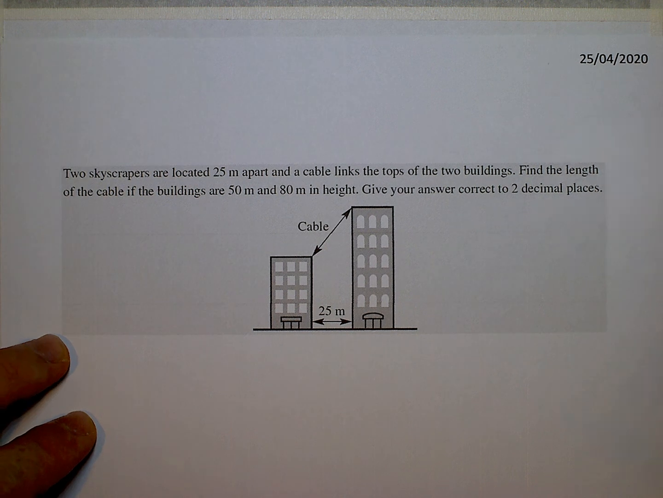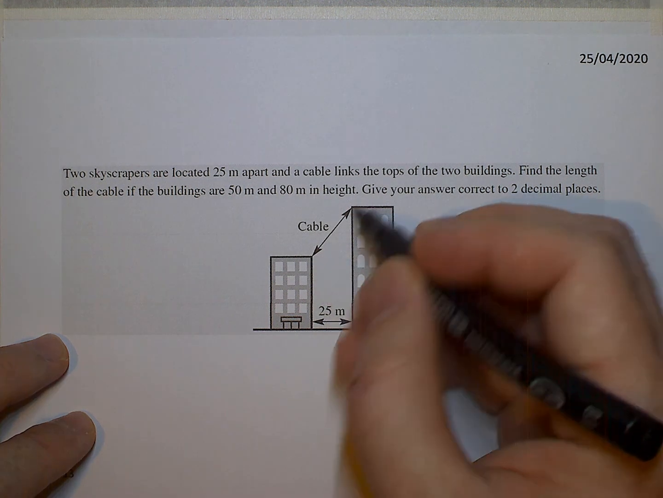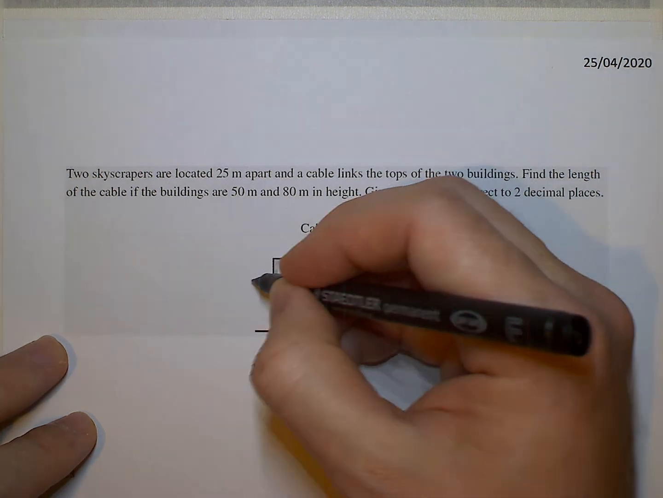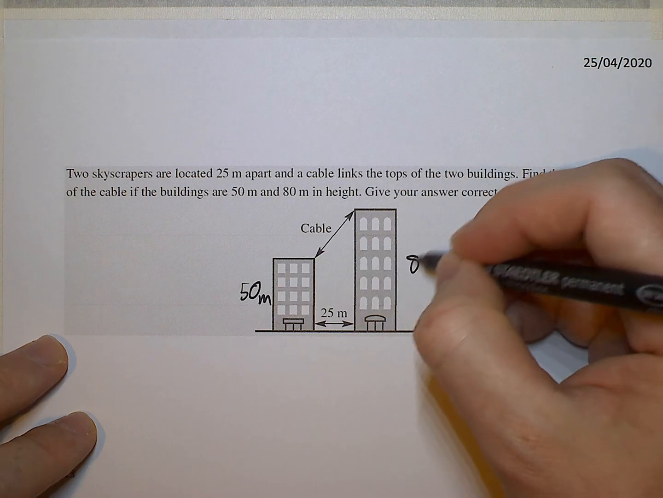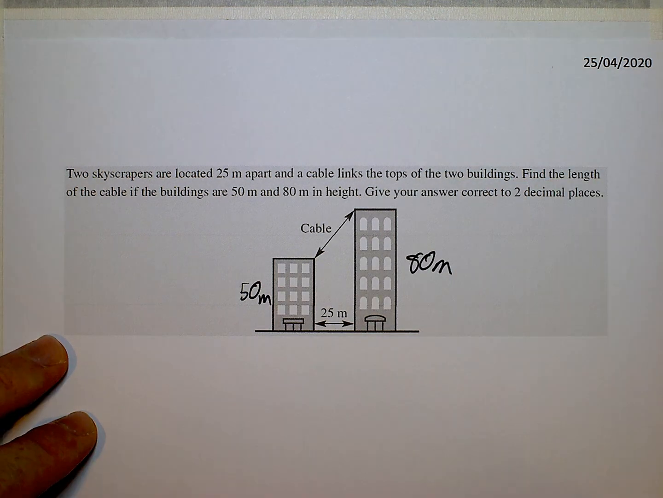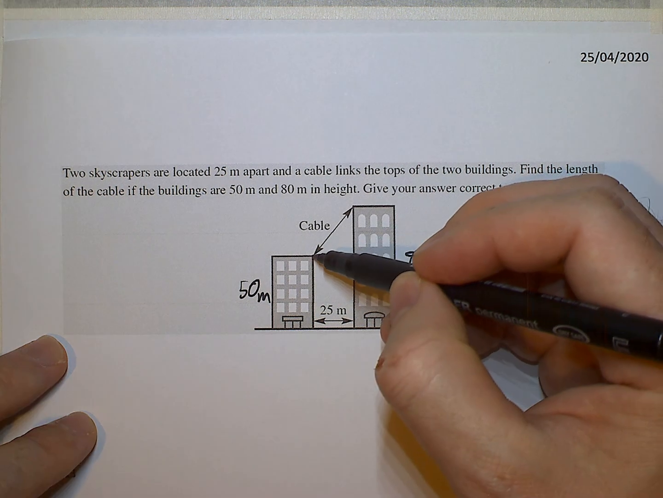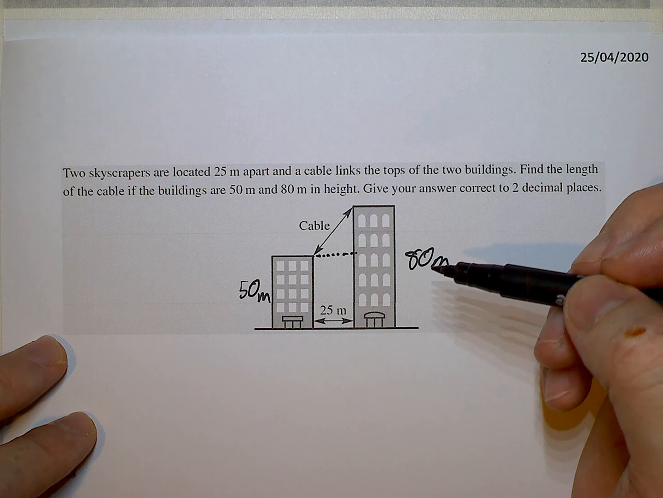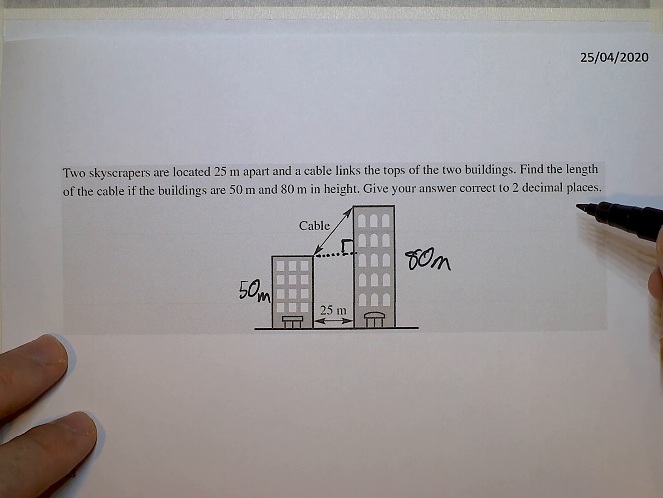Okay, so we're given a bit of information here. We're given that we have to find this cable that joins these two buildings. They are 25 meters apart. We know that this one is 50 meters tall, and we know that this one is 80 meters tall. So we can see our triangle start to appear if we cut off just here and say, well, that's 50 meters. We can actually see a right angle triangle start to form.